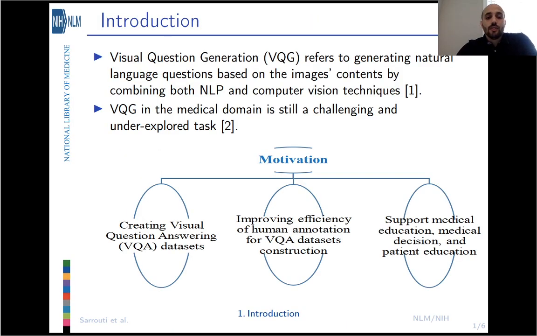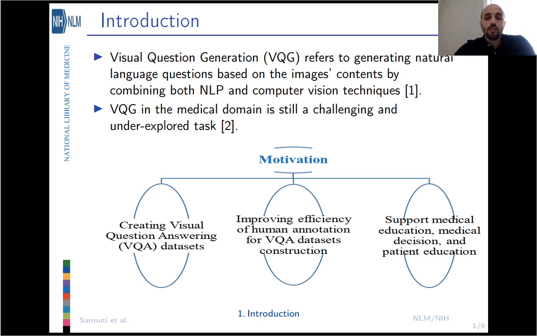Visual question generation is the task of generating questions based on the image contents. This exciting task combines both natural language processing and computer vision techniques. In this context, several works have been attempted to generate questions from images in the open domain. However, the task of visual question generation in the medical domain has not been studied or explored.